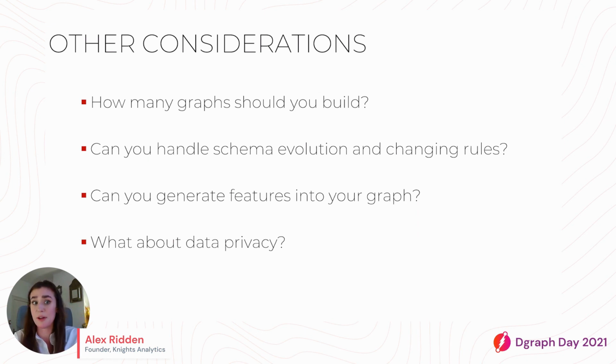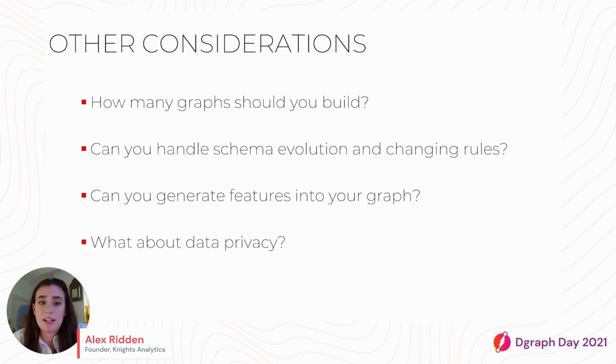So a few other considerations. You want to think about how many graphs you should build. There's all sorts of questions. I can't go over all of them right now. It's obviously an architectural decision to be made internally, but it's an important one. How are you going to handle schema evolution and rule changes? It's not a problem to build these things on top of your loading logic. And I think that that's one of the nice ways to solve the problem.